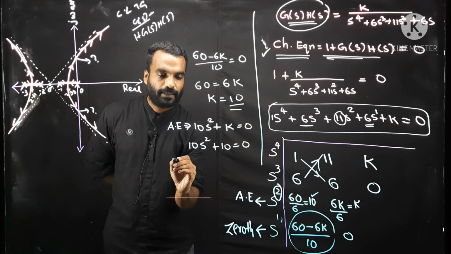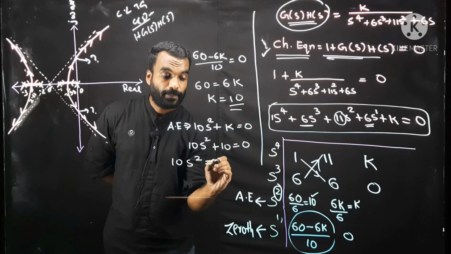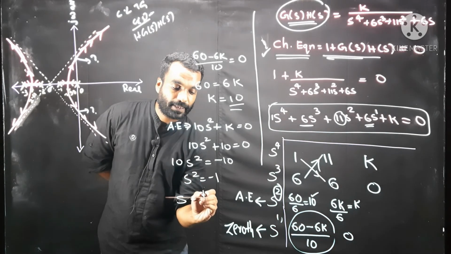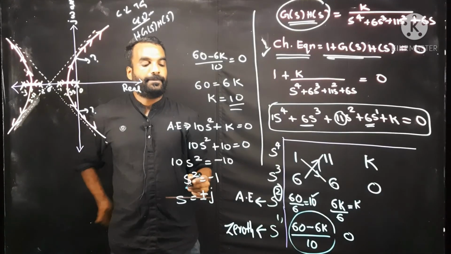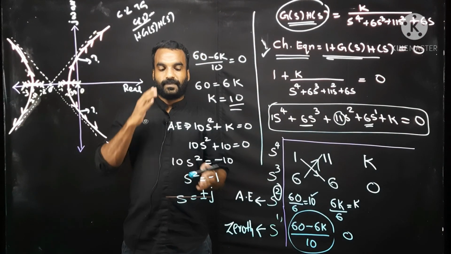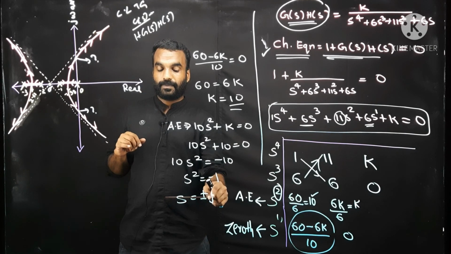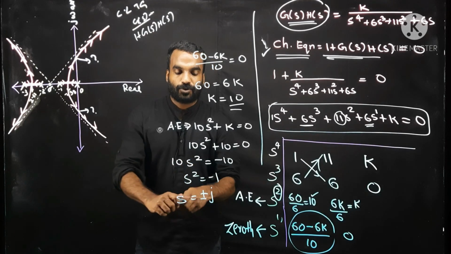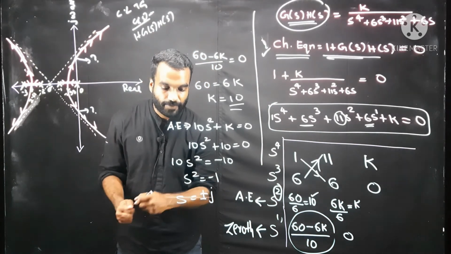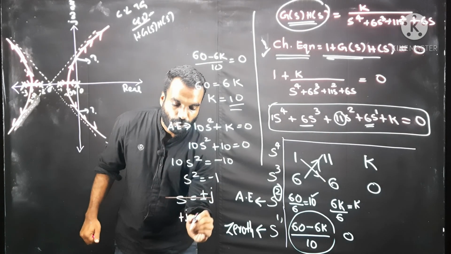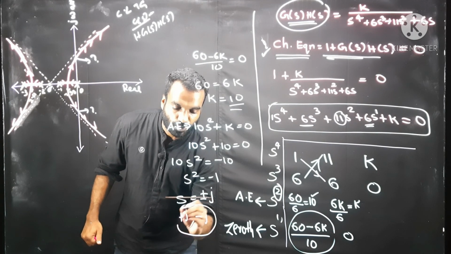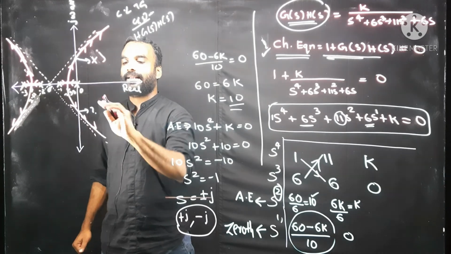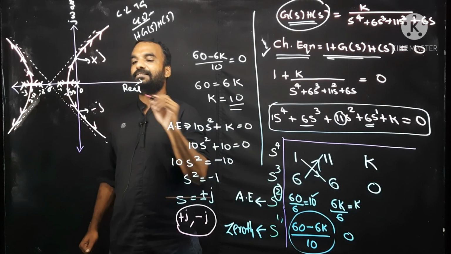So 10s^2 is equal to minus 10. s^2 is equal to minus 1. s is equal to plus or minus j. Is it correct? Root of minus 1 is j, plus j or minus j. So plus or minus j means you are having two points, plus j and minus j. These are the crossing points. So this point will be plus j and this point will be minus j.